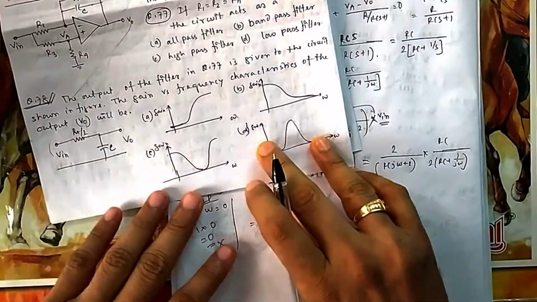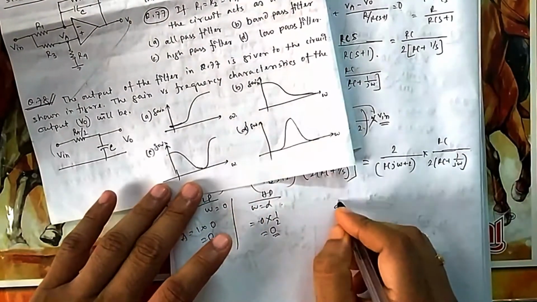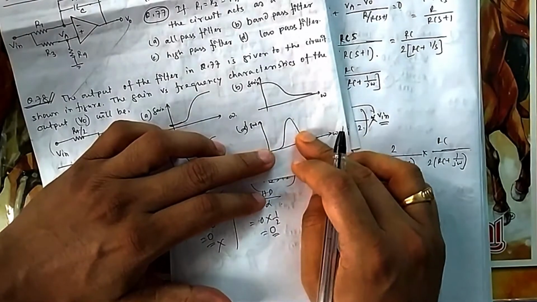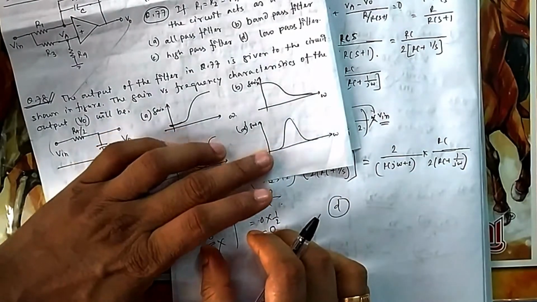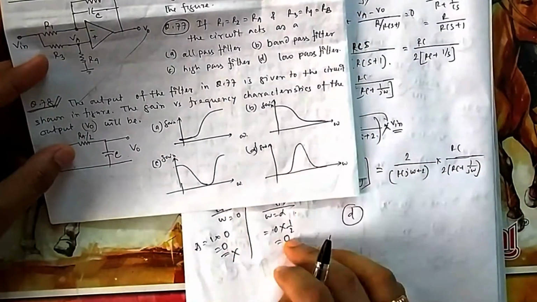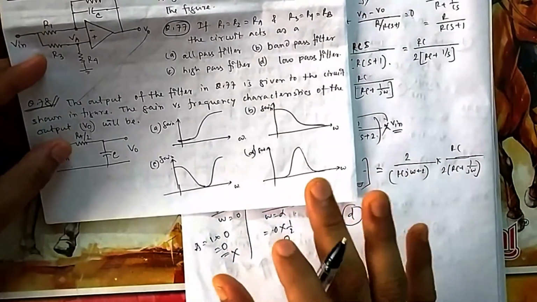Out of these 4, which one is correct? It is D. That means at low frequency there will be no gain, and at high frequency also none. That is, it is a band pass. You can think of it that way. At some other particular frequency some gain will be there, but at low it is 0 and at high also it is 0. So it is a band pass.